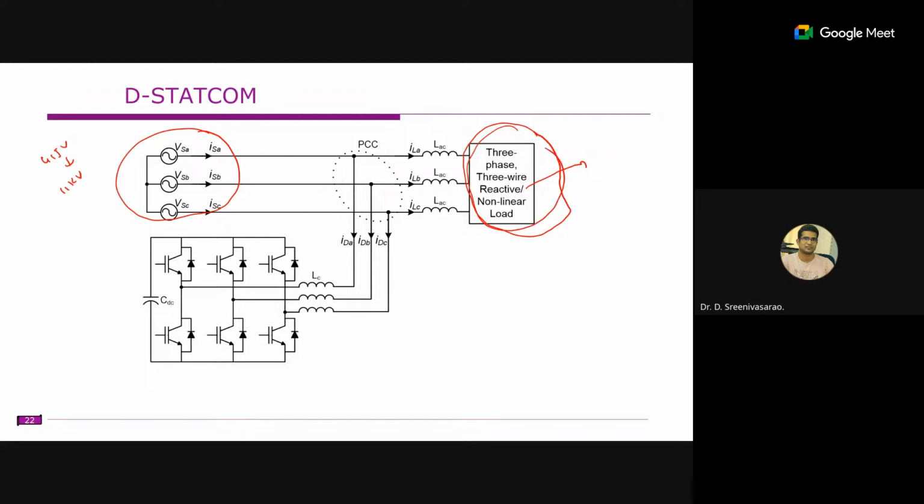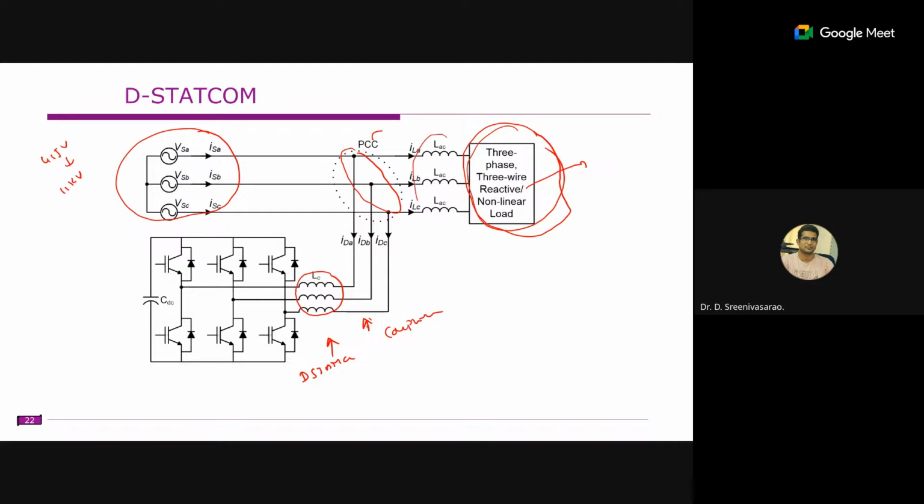And this one is the D-statcom. This D-statcom is connected through these, which are known as the coupling inductors. And this is the point where it is connected, known as the PCC, the point of common coupling.